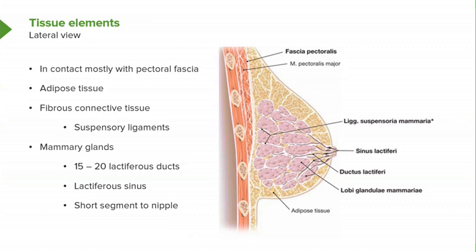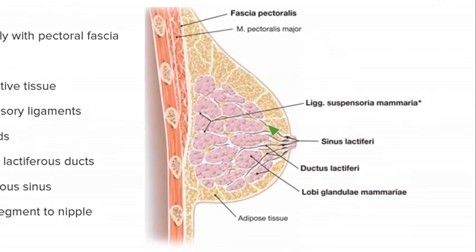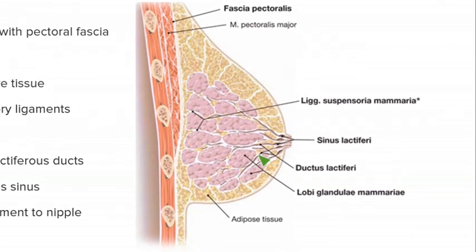And then you'll have variable amounts of glandular tissue, and we see glandular elements or profiles throughout this illustration. And then these glandular profiles will have ductal components that will converge onto the nipple. And you see some ducts. These are lactiferous ducts. You'll have 15 to 20 of these converging toward the nipple.